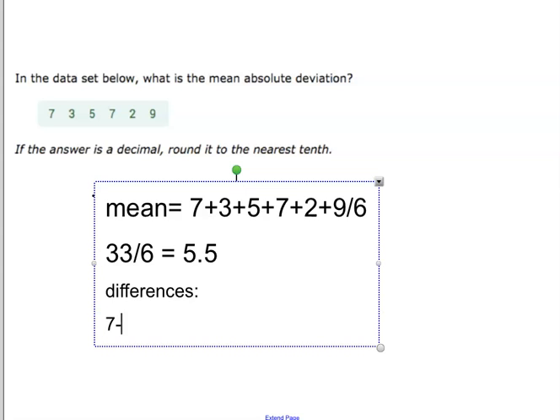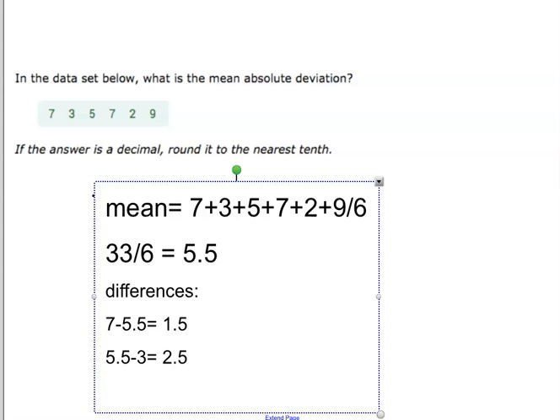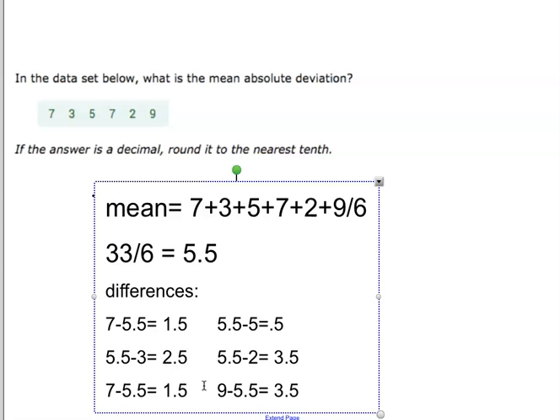So it's always positive. So you're going to do 7 minus 5.5, and you get 1.5. 5.5 minus 3, which you would get 2.5. 7 minus 5.5 again, you get 1.5. 5.5 minus 5, you get 1/2. 5.5 minus 2, you get 3.5. And then 9 minus 5.5, you get 3.5 again.